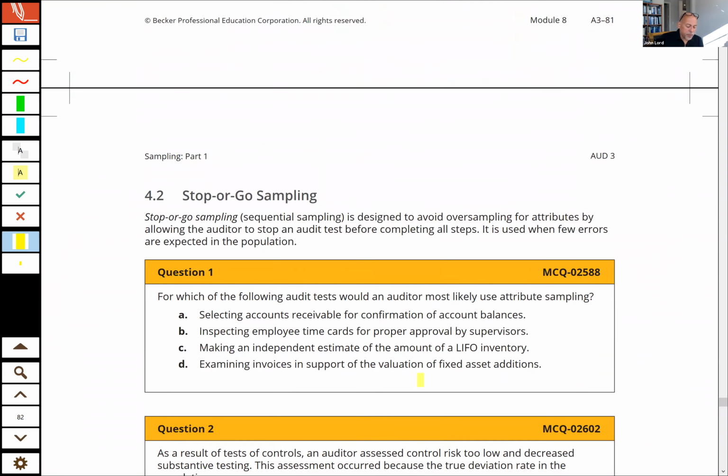Okay, now stop or go sampling is really used to avoid oversampling. Okay, so with stop or go sampling, as soon as you find the deviation, you stop looking at the sample items. So you set your sample up in such a way that as soon as you find the deviation, you stop going through your sample items. Now, it would be sad if you had a sample of 100 and you found the deviation on the 100th item. You're hoping to run into that a little sooner along so that you can stop your sampling procedure and then make your decisions from there.